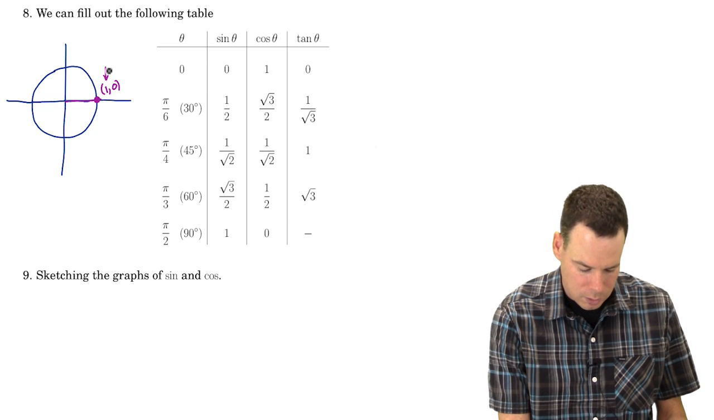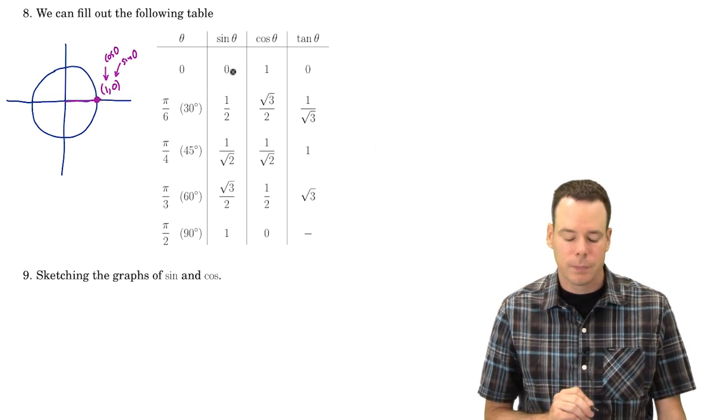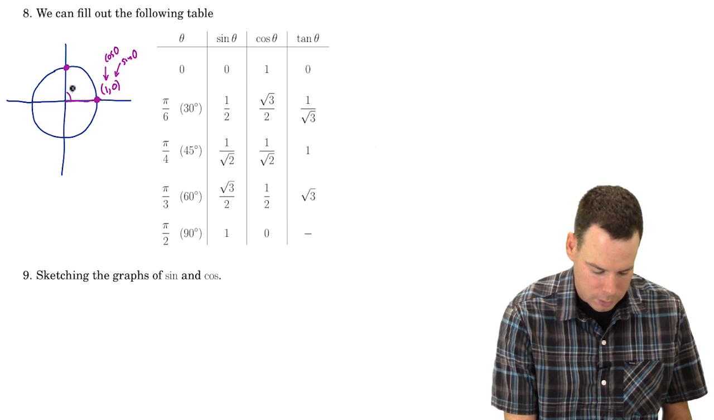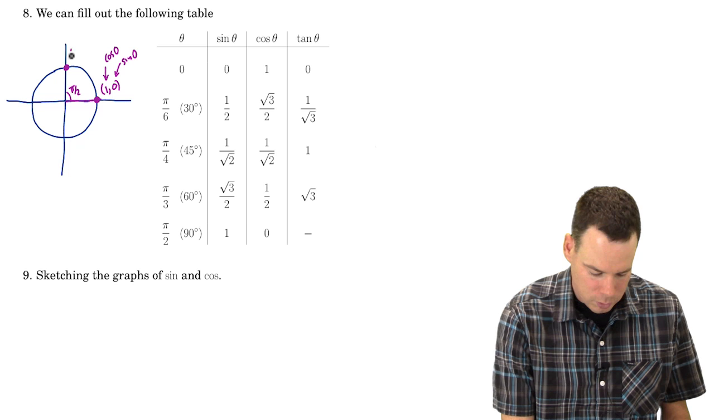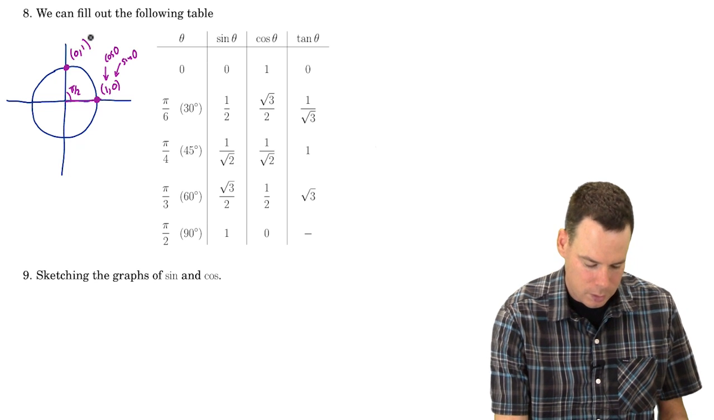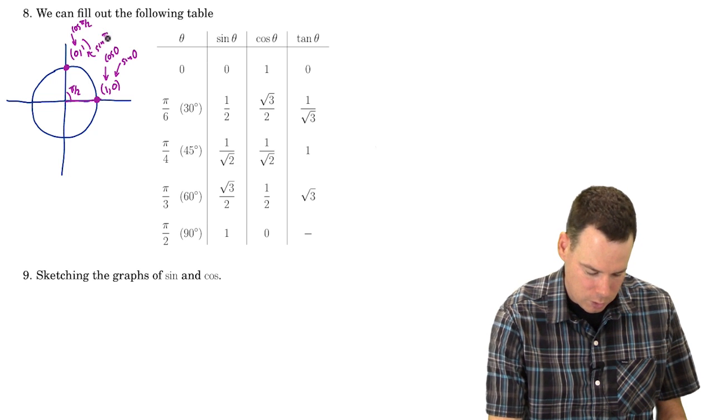So this is cosine of 0, and this is sine of 0. So cosine of 0 is 1, got it. Sine of 0 is 0, got it. Again, if we're now up here, that angle is pi by 2. So the coordinates of that point are going to be 0, 1. This should be cosine of pi by 2, and this should be sine of pi by 2.